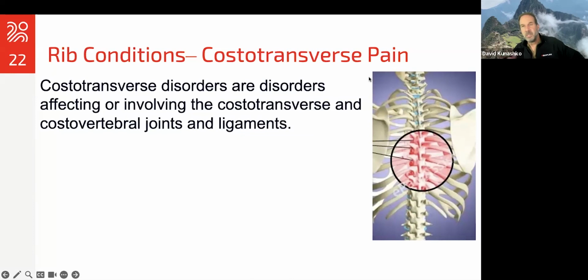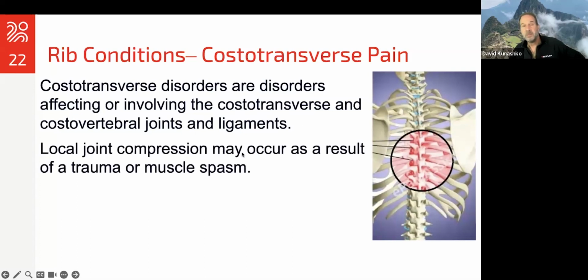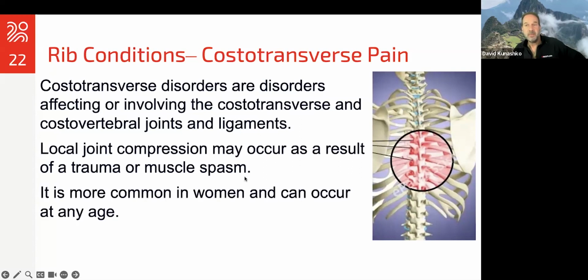It's a pretty common condition, costotransverse pain. We talked about the two types of joints here. And these are disorders affecting the joints, the costotransverse or costovertebral joints and/or their ligaments. So local joint compression may occur as a result of trauma or even muscle spasm. For whatever reason, it seems to be more common in women and can occur at any age.